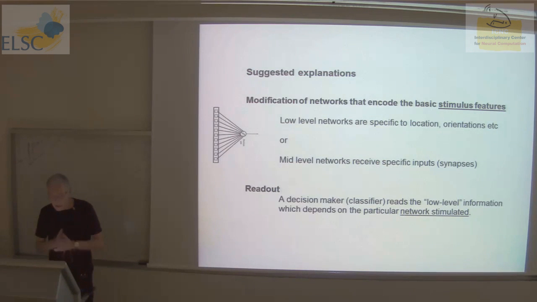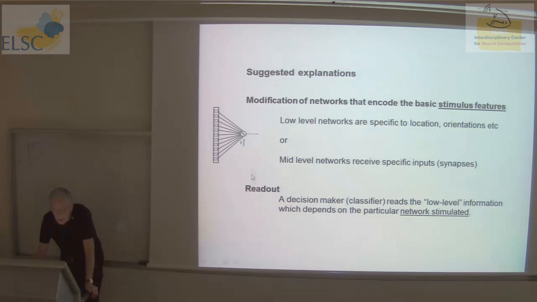So what are the suggested explanations? Modification of networks that encode the basic stimulus features. This is what I said, the primary visual cortex. Also mid-level networks that receive specific inputs from the low level. This is equivalent. So this is the low level: every cell here responds to orientation, location and eye, probably, and sends a specific synapse to a higher level decision maker.